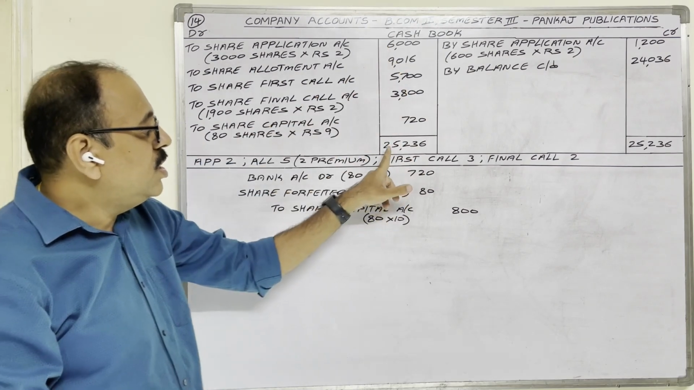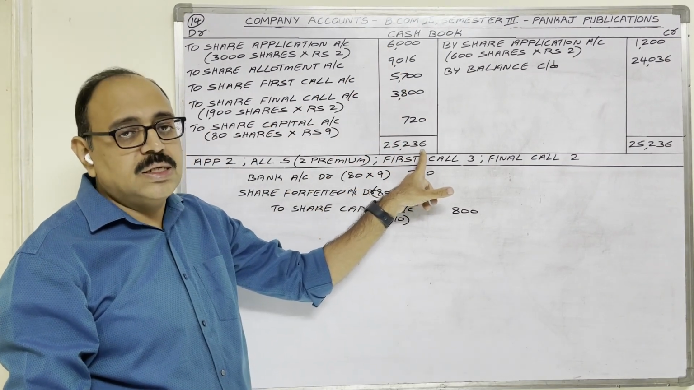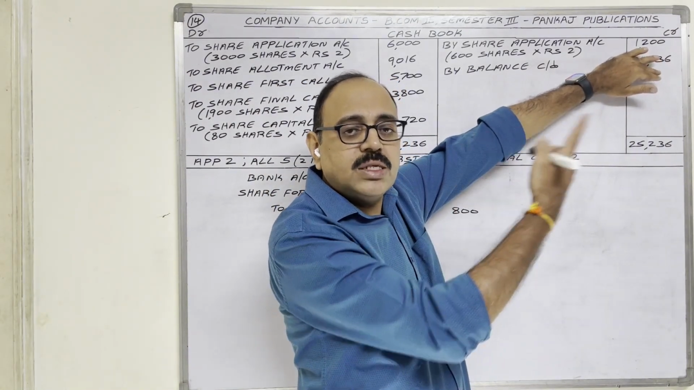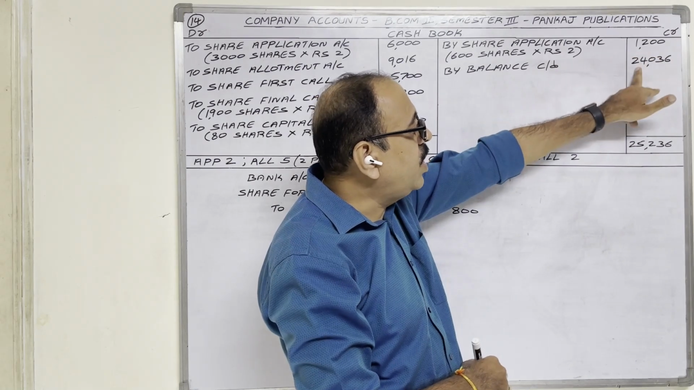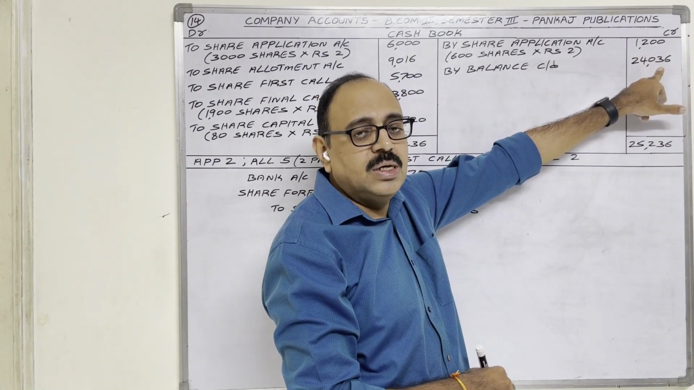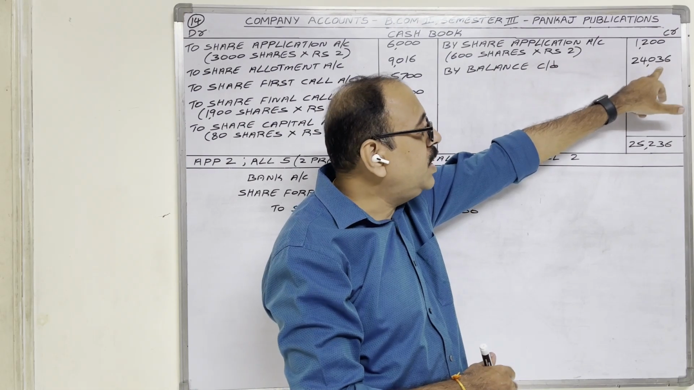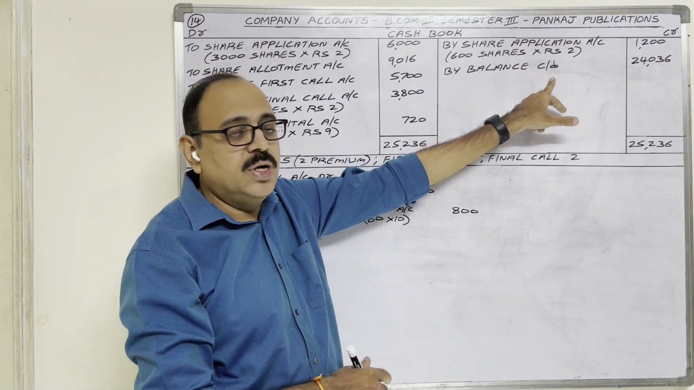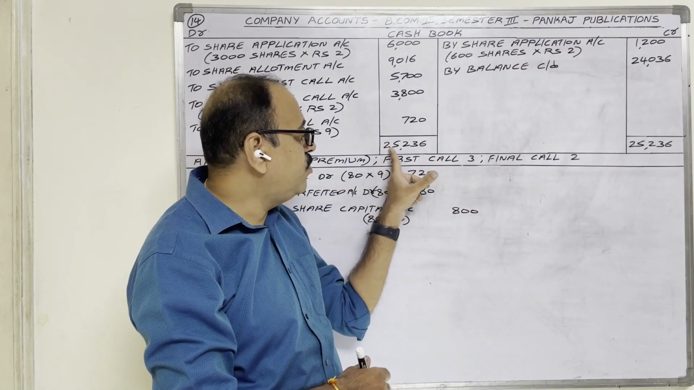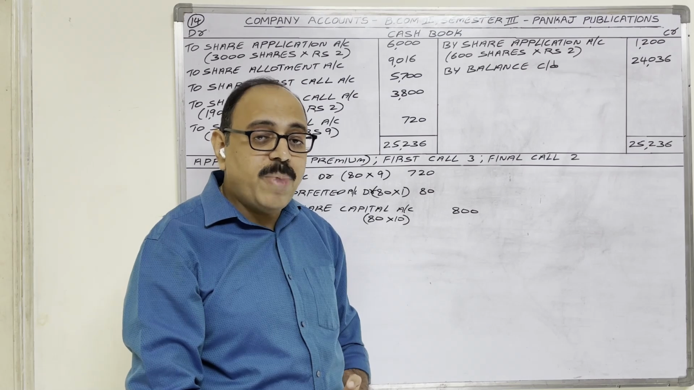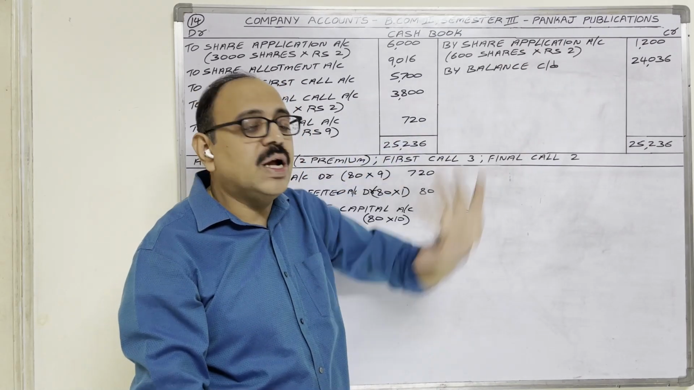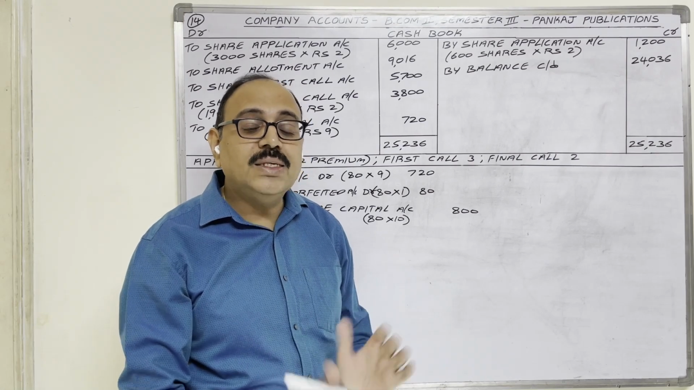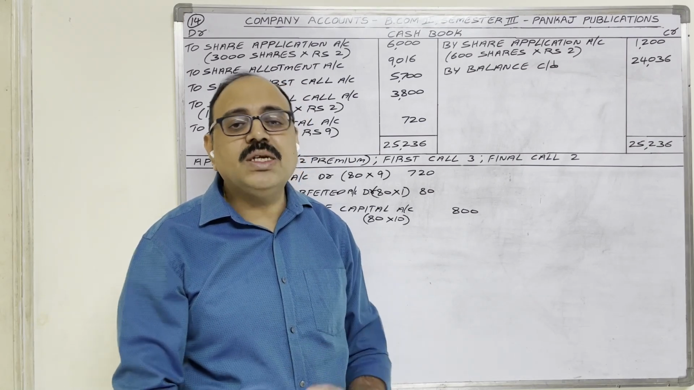Debit side total 25,236. Credit side total 1200 rupees. So debit amount minus credit amount, then the difference is 24,036 rupees. Credit side total is less. So on the credit side write that amount, and for that here you have to write 'By balance c/d'. Two side totals are the same, 25,236. So what is the cash at bank amount? 24,036. That amount in the balance sheet, on the asset side, we have to show as cash at bank. So the cash book is completed.